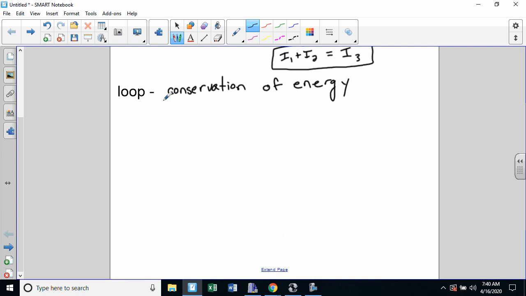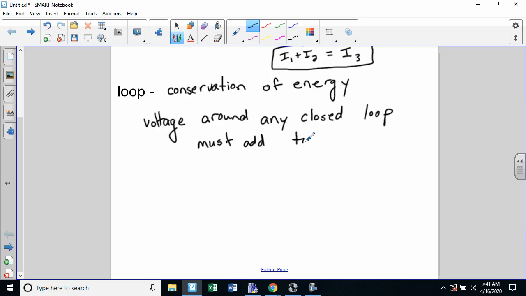So the Kirchhoff loop rule says that the voltage around any closed loop, so if you look at any closed loop in a circuit, it doesn't even have to be a loop completely in the direction of the current. You can choose any closed loop in the circuit, and the voltage must add to 0. It must add up to 0. And again, this is to conserve energy in the system.